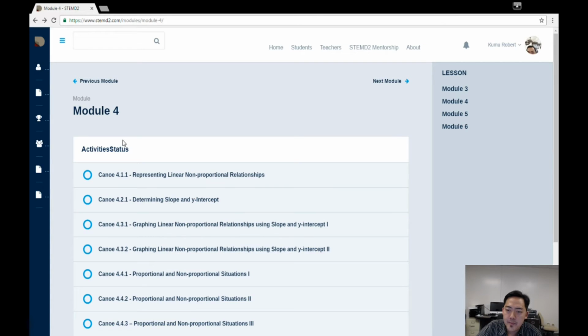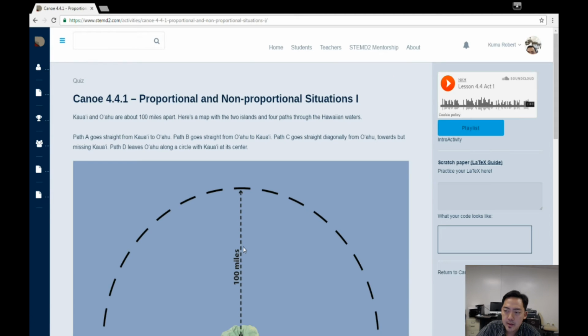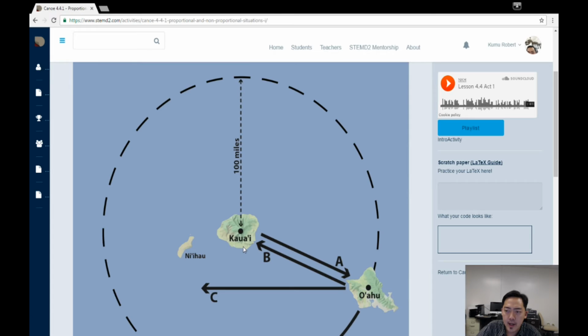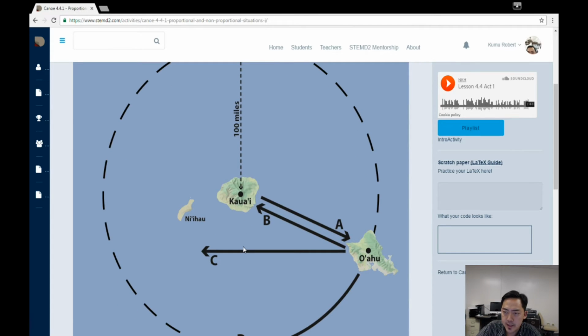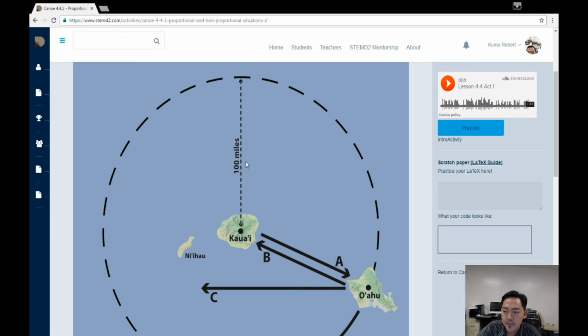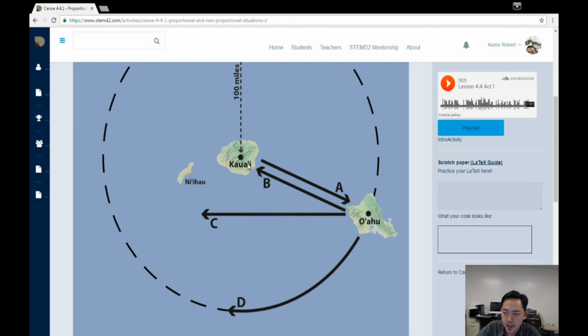Aloha, welcome back. The next activity we'll be talking about is Canoe 4.4.1. In this activity, we'll be looking at the Hawaiian waters around Kauai. As we can see from this map, Oahu is about 100 miles away from Kauai. Over here, we have 4 paths between Kauai and Oahu drawn. Path A is a straight path from Kauai straight to Oahu.